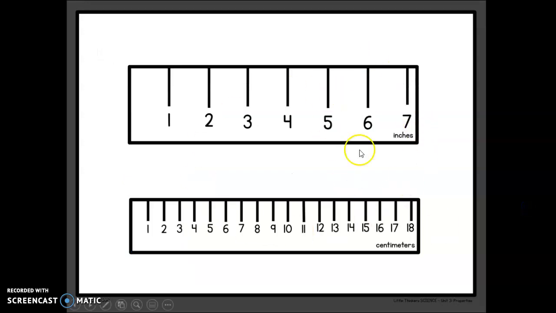We can also use rulers. This is one of the most common objects used to measure things.